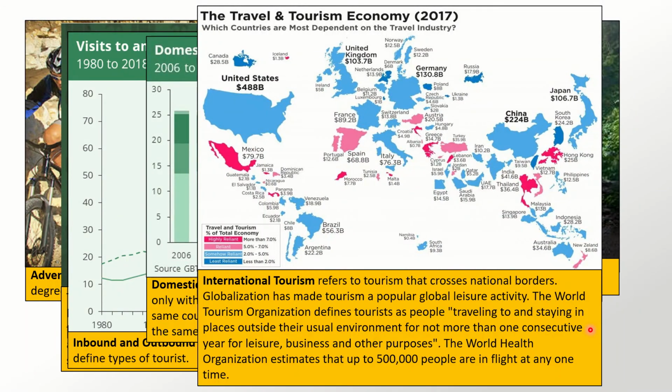And finally, we have international tourism, and that's where people take holidays around the globe. And one of the really massive factors that has seen an explosion in people traveling around the globe is the process of globalization, which has made it easier to cross borders, easier to get flights around the world. It's made it more affordable.